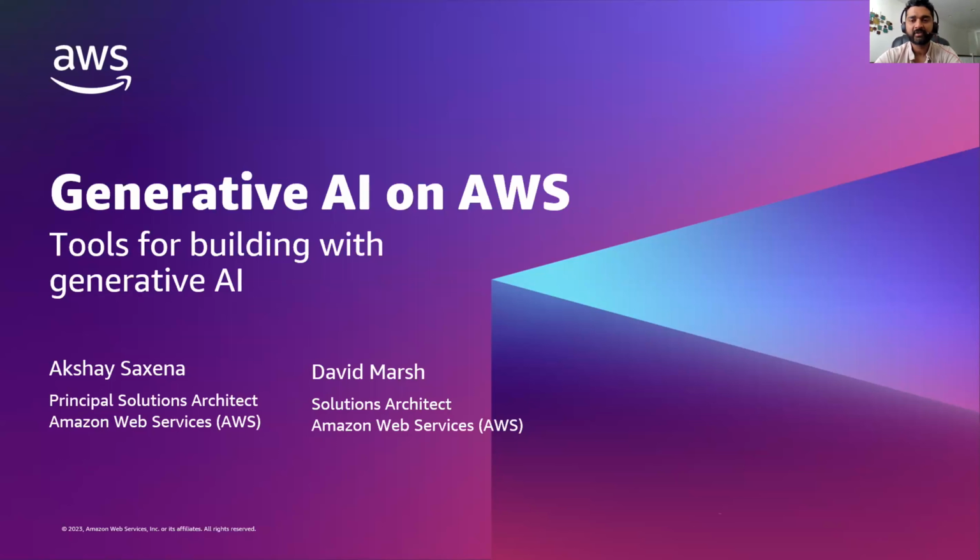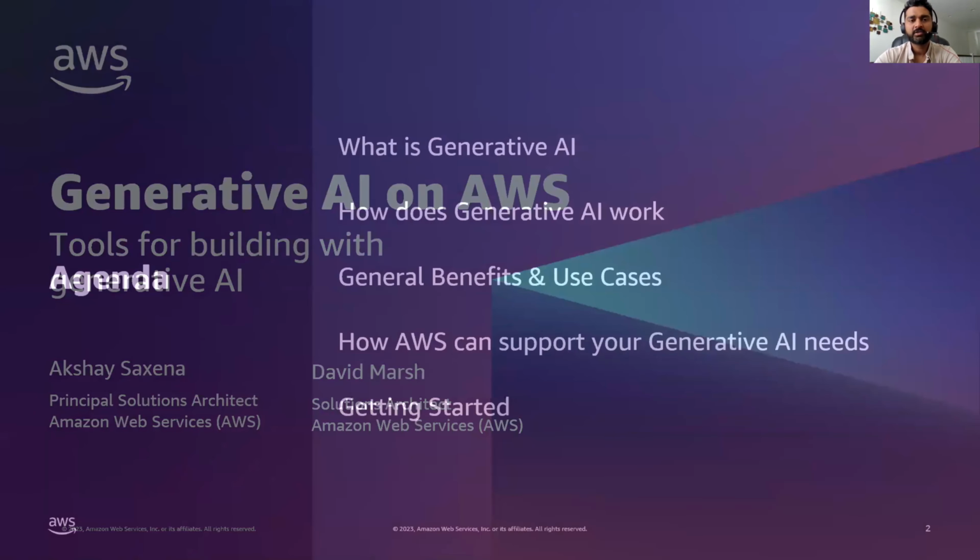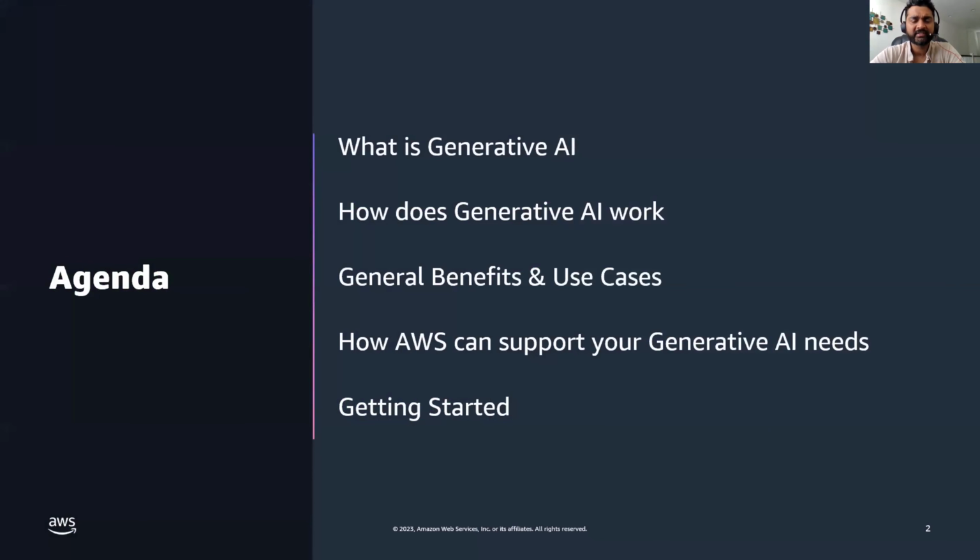All right, let's jump into the content for today. As I said, we're going to talk about how AWS can help you accelerate generative AI applications at scale. This is the agenda we'll go through today. I'll start with, what is generative AI? How does generative AI work? Some of the general benefits and use cases. And then we'll pivot to how AWS can support a lot of your generative AI needs. We'll also share some resources at the end, so you can get started, learn about some of the services that we will be talking about today and how to start building.